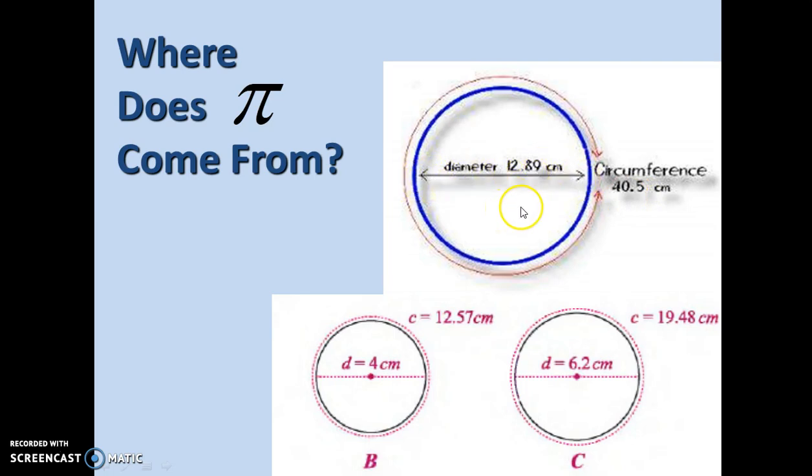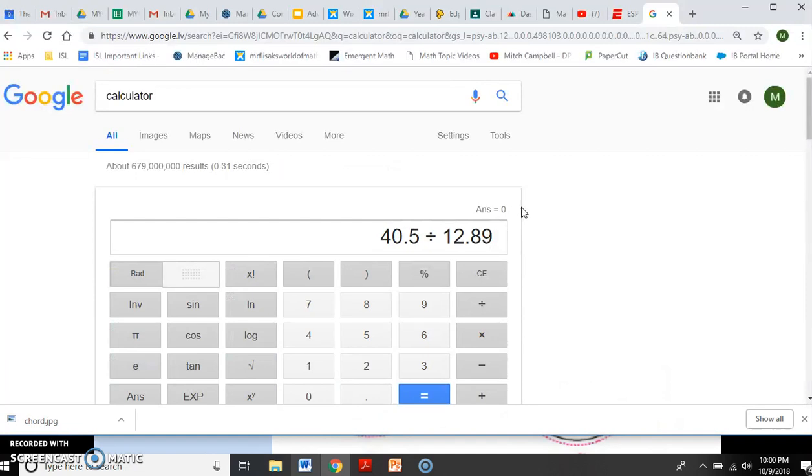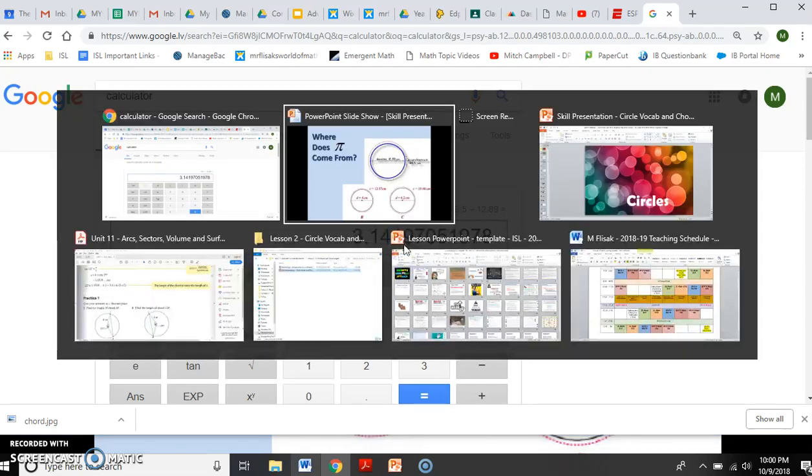I've already entered these numbers into a Google calculator. So 40.5 was the circumference divided by the diameter. What do we get when we hit equals? Oh, notice 3.14. And you may know this as pi, 3.14, and then it keeps going forever. So pi comes from measuring any circle and dividing circumference by diameter.